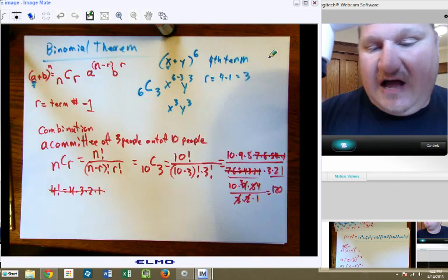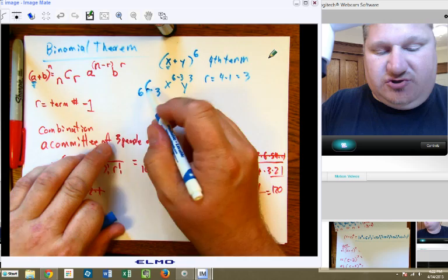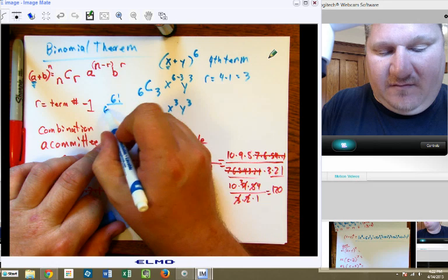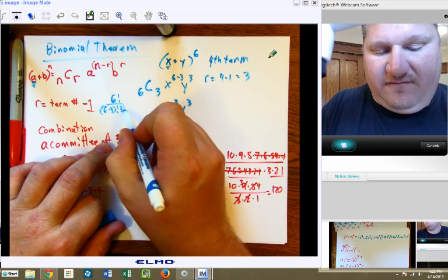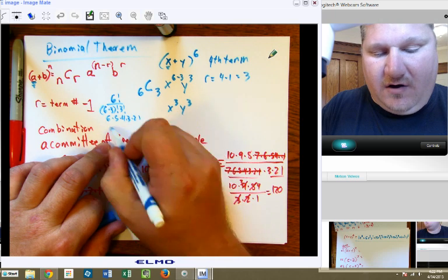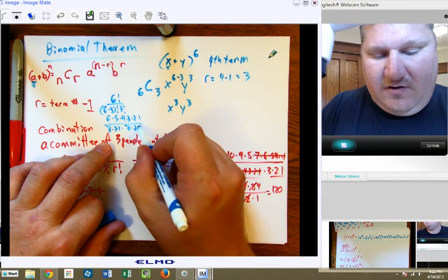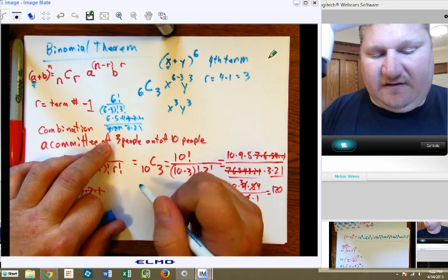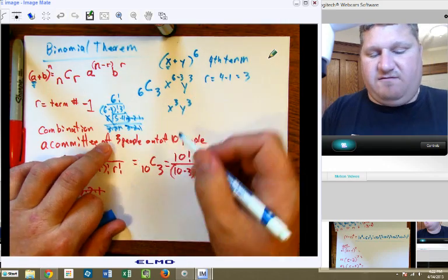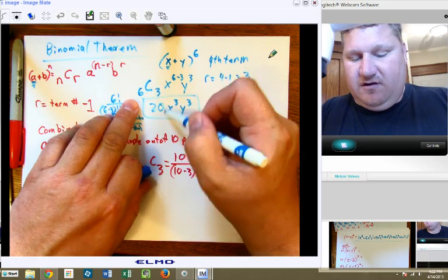Now, let's go up here to the top and go back to what we were trying to accomplish to begin with. If I have 6 choose 3, that means I have 6 factorial over 6 minus 3 factorial, 3 factorial. So 6, 5, 4, 3, 2, 1 over 3, 2, 1 times 3, 2, 1. Now 3, 2, 1 and 3, 2, 1 cancel out. 3 and 2 is 6. That cancels that, leaving me just 5 and 4, which is 20.